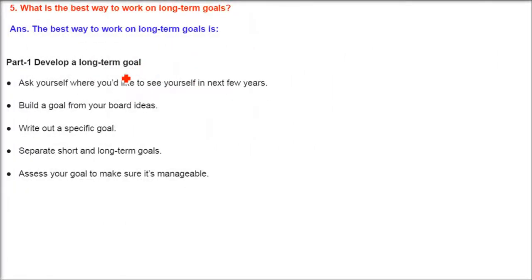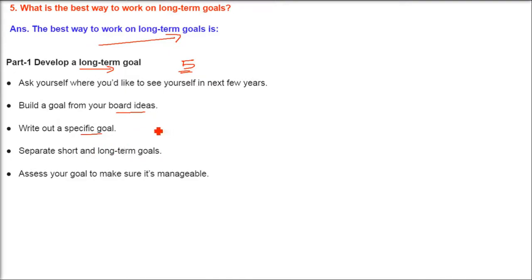What is the best way to work on a long-term goal? Long-term goal, short-term goal. A short-term goal can be achieved in less time. Long-term goals are big goals, and they will take a big part of your life to achieve. Okay? So the first one is to develop a long-term goal. First, ask yourself where you would like to see yourself in the next 5 years or 10 years. HR people will always ask, where do you see yourself 5 years down the line? Build a goal for these broader ideas.